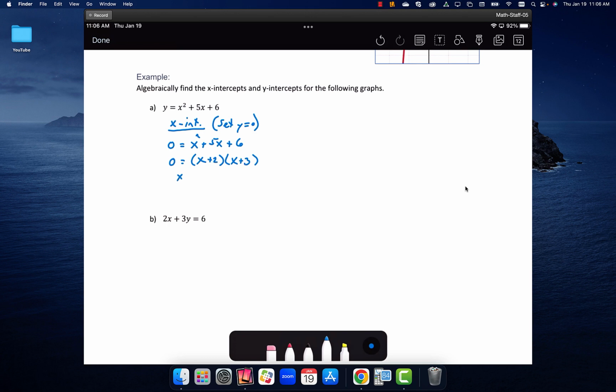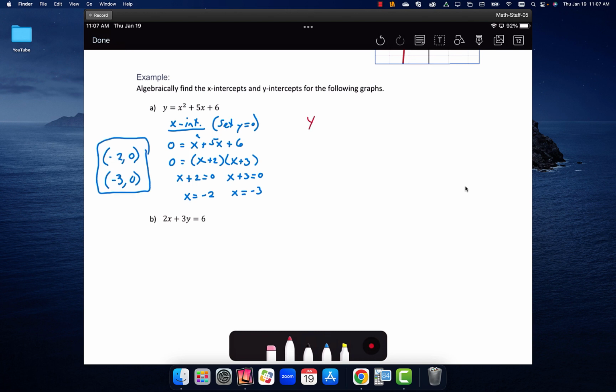Set each of those factors equal to 0. And then solve those equations. X is -2 and x is -3. So the x-intercepts, if we wanted to write those as coordinates, the x value is -2, the y value we set as 0, the other one, x value is -3, and the y value we set as 0. So these are the x-intercepts.